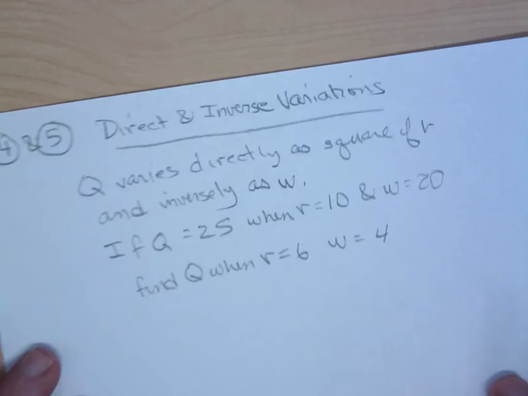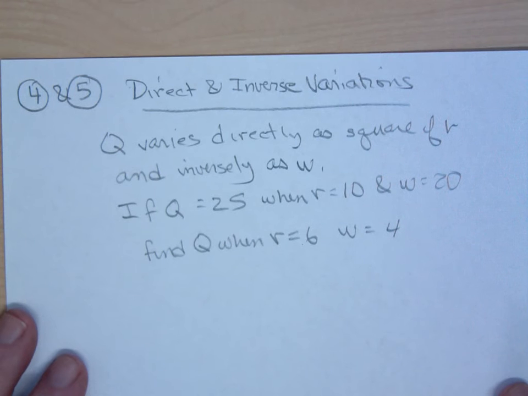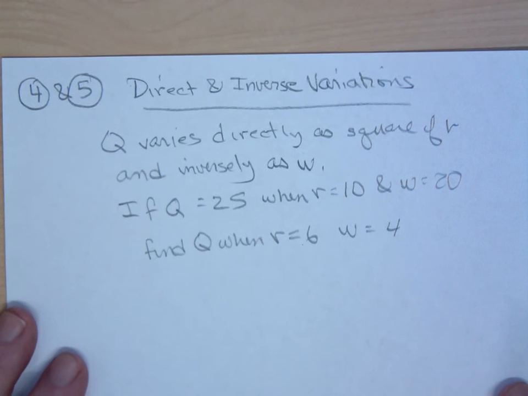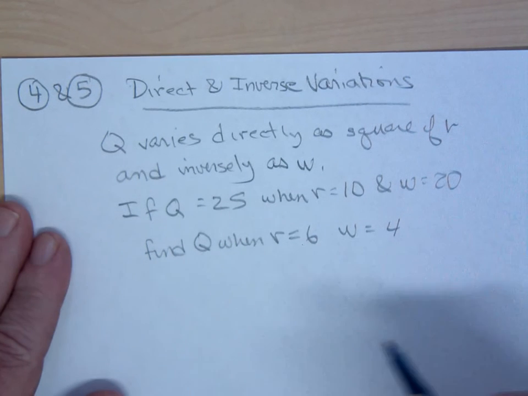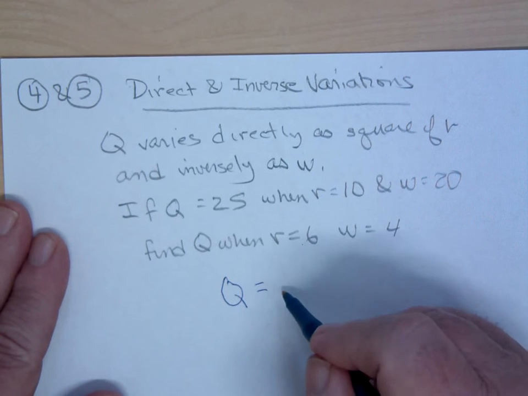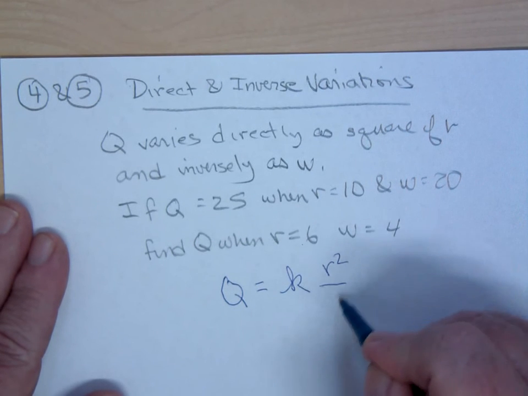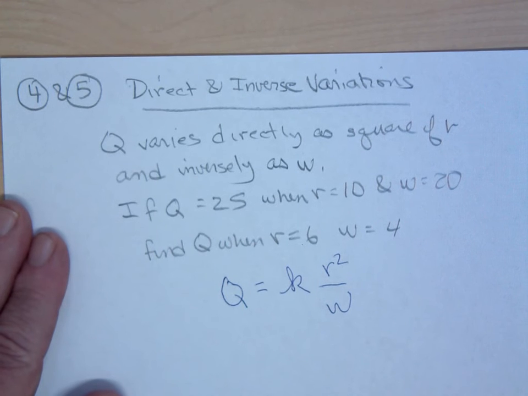Now there's a couple of problems. I'm calling them problems 4 and 5 that deal with direct and inverse variations as we study them. This one example contains them both. So we say Q varies directly as the square of R and inversely as W. Now that means, as we discussed in class, that Q is equal to K times R squared, and W is in the denominator. I also give you some data that allows you to figure out the constant of variation.